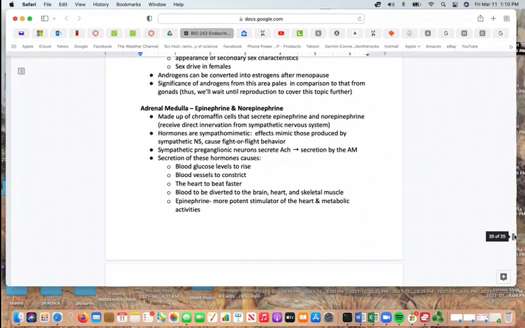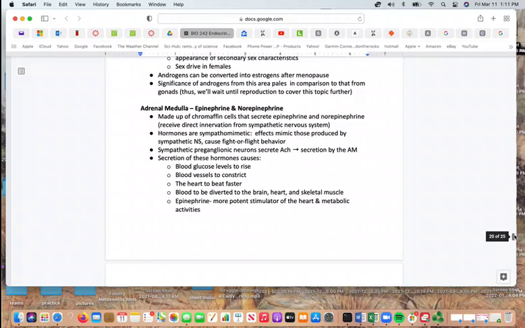The adrenal medulla is going to have chromaffin cells that will secrete the epinephrine and norepinephrine. So the hormones are sympathomimetic. They're going to mimic the sympathetic nervous system. So it will trigger something similar to fight or flight behavior. The preganglionic neurons will secrete acetylcholine. These will actually be secreted in the morning a little bit.